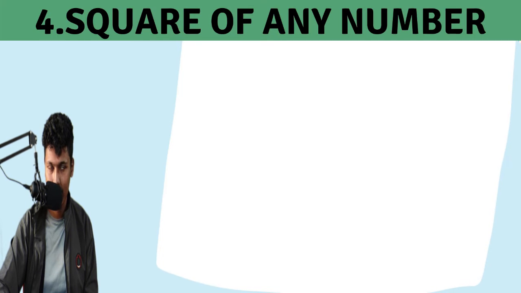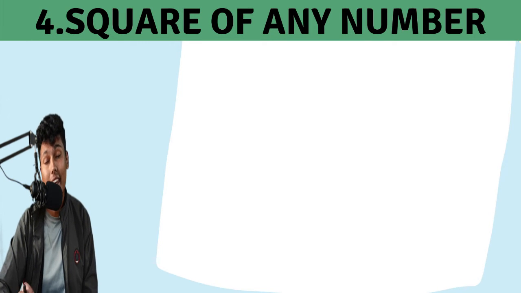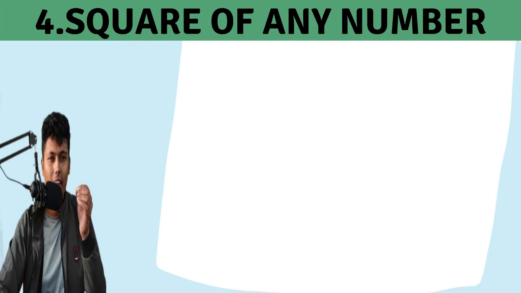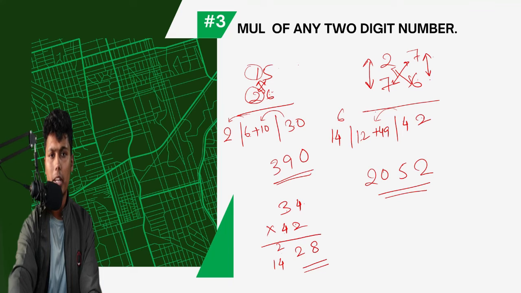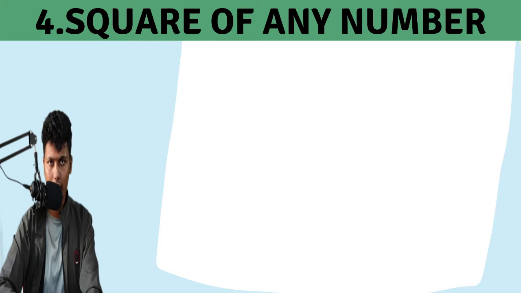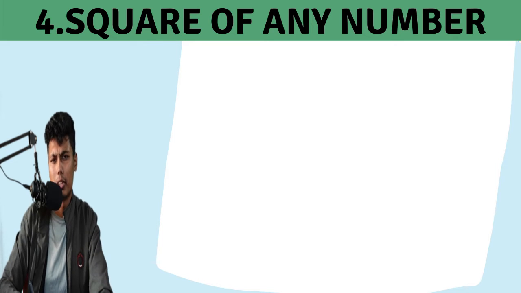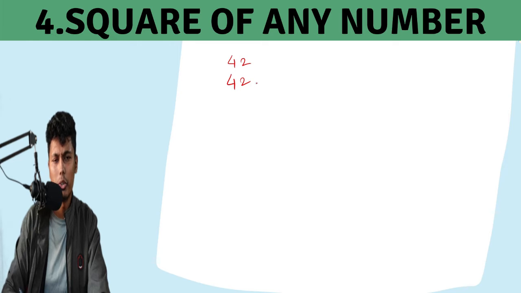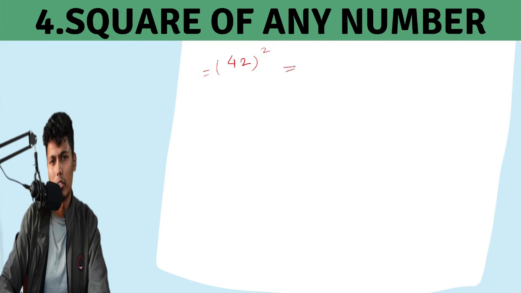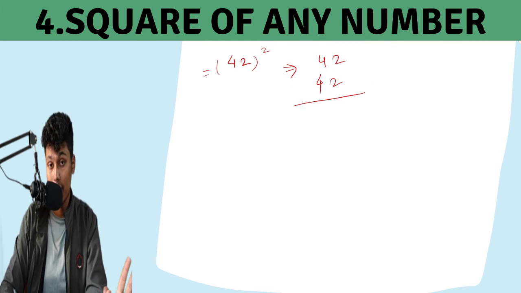Now let us come to the next technique, that is square of any number. Just now we have done multiplication of any 2-digit number. Now we are going to do the square of any 2-digit number. So take any number, let's say 42 into 42, like you want to find the square of 42. The first step, let me write it down in detail. The techniques are the same as the previous one.